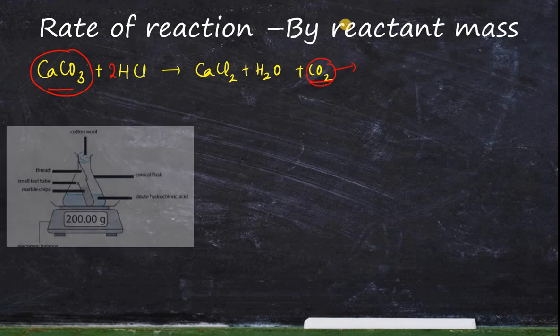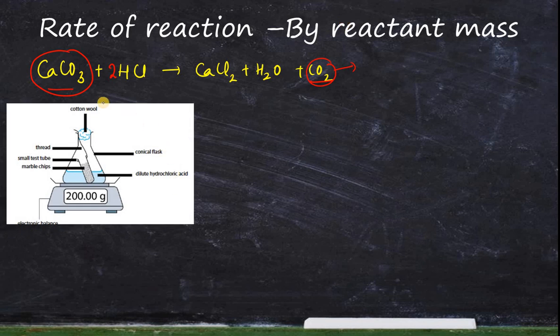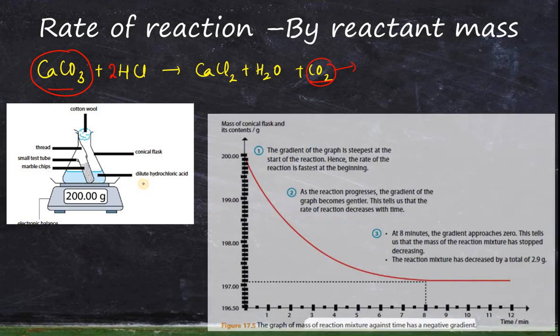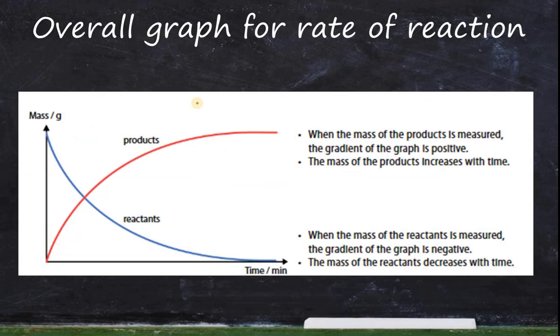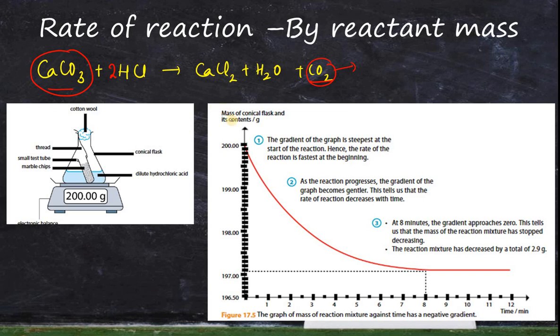So how to measure the mass of the reactants? This is what you can do. You can measure exactly how much was the initial marble chips and hydrochloric acid, and as you can see from the graph, the mass of the reactant is decreasing with time. Initially it will start with the original amount, but as time proceeds the reactant mass will decrease. And here we have the graph. So this is the reactant mass.